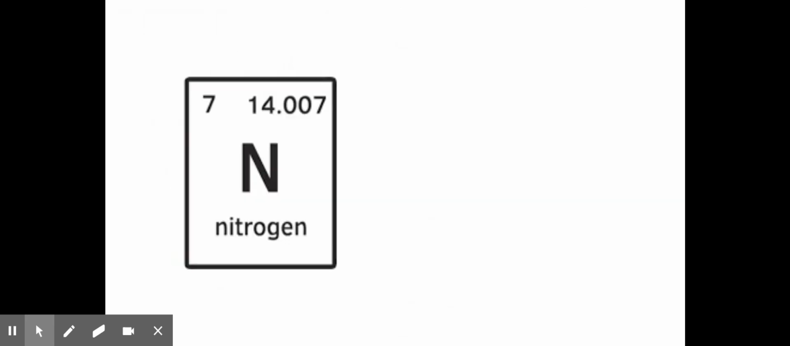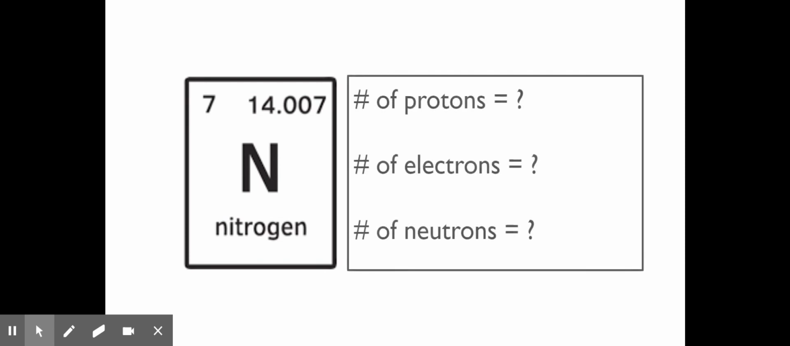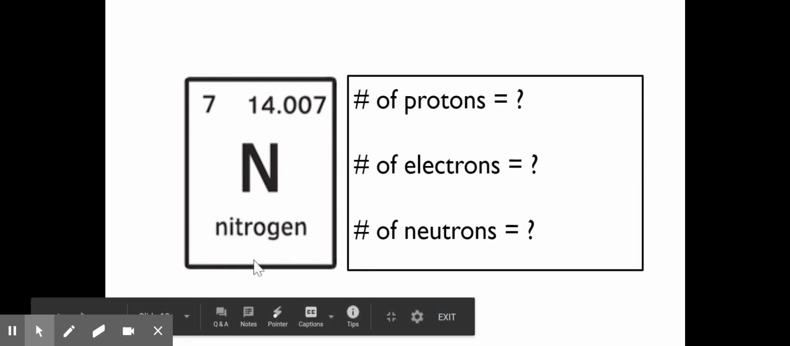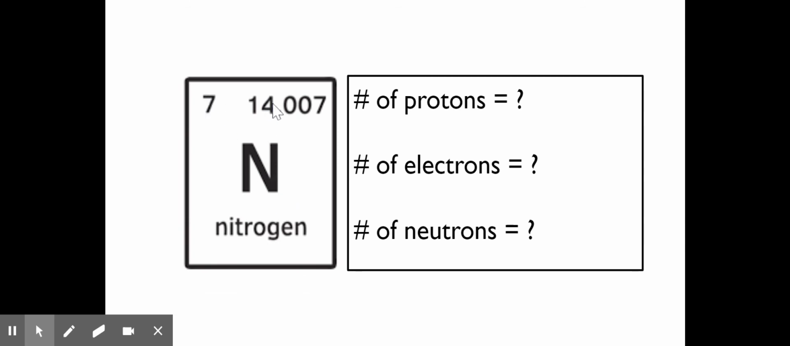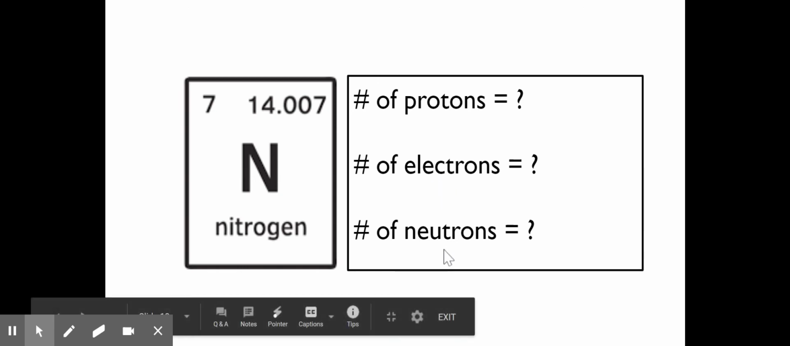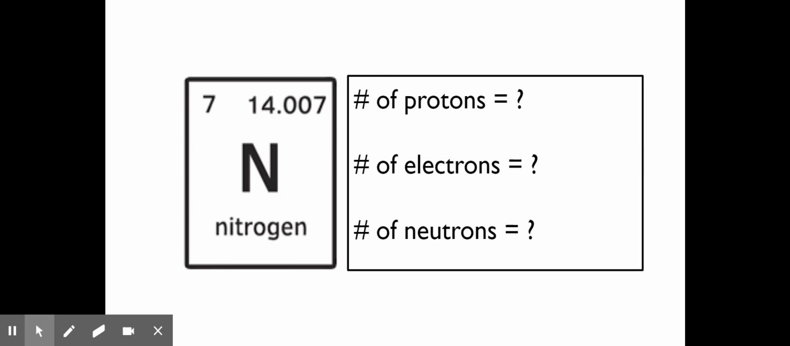For this one, I'm going to challenge you to figure out this nitrogen, which has 7 over here and 14. We get rid of this part. Right now we use the whole number. Can you calculate the number of protons, the number of electrons, and the number of neutrons? You may pause and practice, and watch the video too.